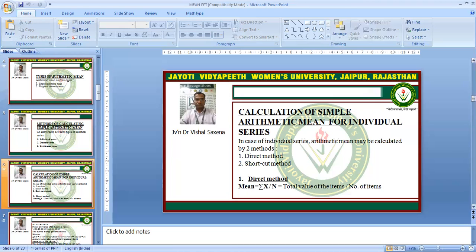In the direct method, the mean is given by summation x upon n, and this is equal to the total value of the items divided by the number of items. So here again, n shows the total number of data, and x shows the value of data. So summation x will be the total or addition of the data.